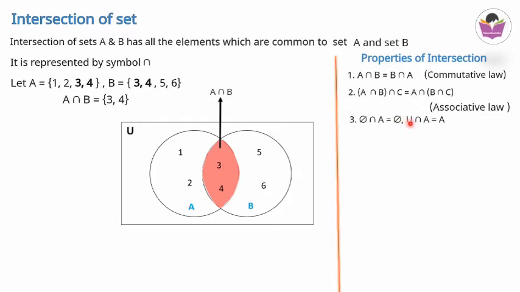Then universal set intersection A. If you are comparing the universal set with A and finding the common elements, then you will get set A itself. So universal set intersection A is equal to A, and phi intersection A is equal to phi itself.